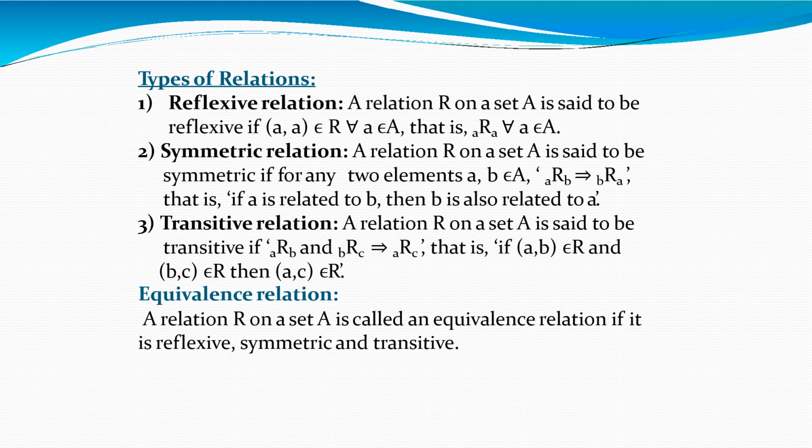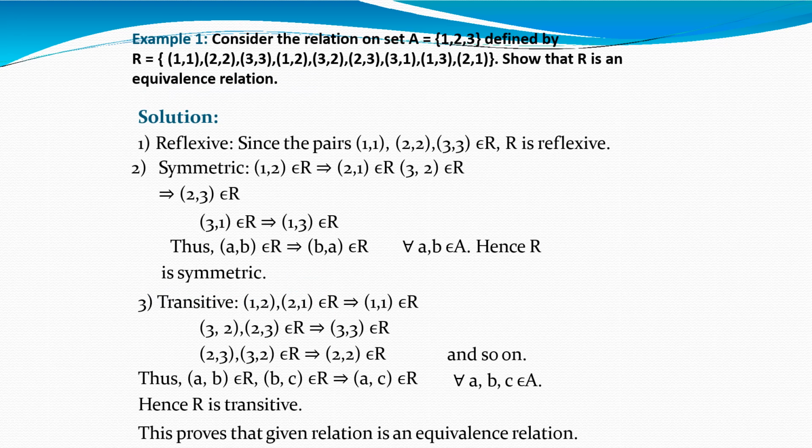So in that case we say that the relation is a transitive relation. Now see what is the meaning of equivalence relation. A relation R on a set A is called an equivalence relation if it is reflexive, symmetric and transitive. So if the relation R is satisfying all the three properties, then that relation is considered as an equivalence relation.